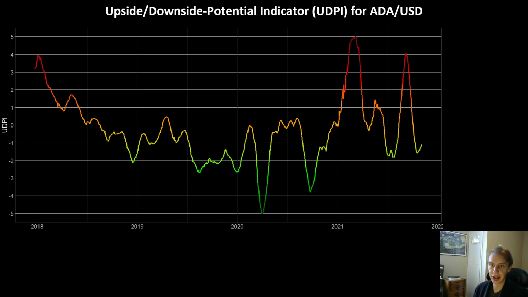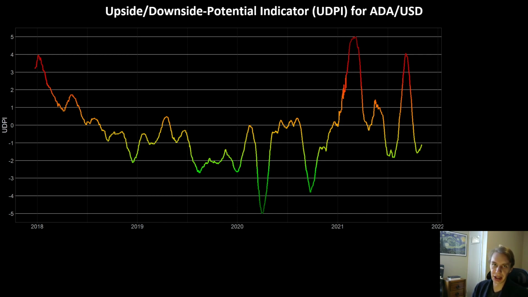If ADA falls decisively below $2, goes down, maybe tests $1.40, some of those earlier support zones, I would personally just view that as a massive opportunity. And the indicator would identify it as that as well. The UDPI would adjust its estimates accordingly and say that the upside potential has grown and the downside potential has shrunk if ADA were to fall and realize some of its current downside potential.